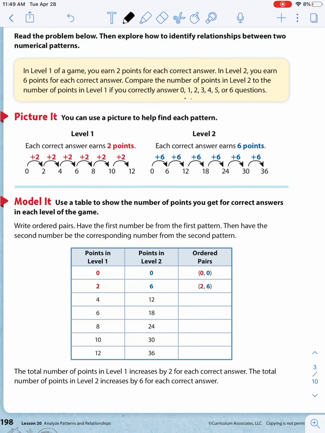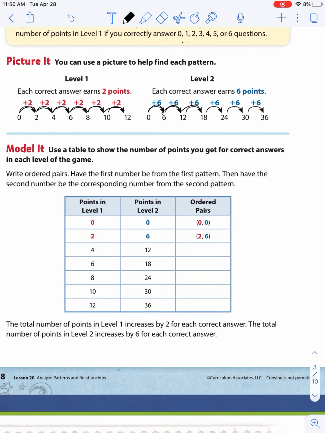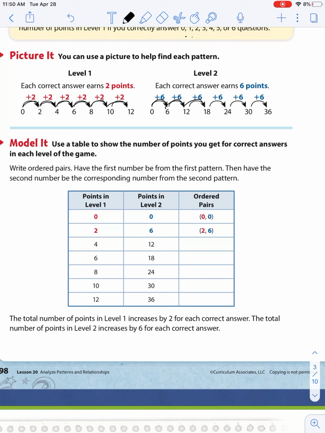So let's take a look. Level 1, you're adding 2 each time. So plus 2, you're earning 2 points each time. So that's your pattern of points that you would earn each time you got a correct one. And then level 2, those points are 6 points, 6 points, 6 points. Okay? What I noticed, let's see. Write ordered pairs for those. So if your points in level 1 are 4 and your points in level 2 are 12, then your coordinates are 4, 12. Look, easy enough.